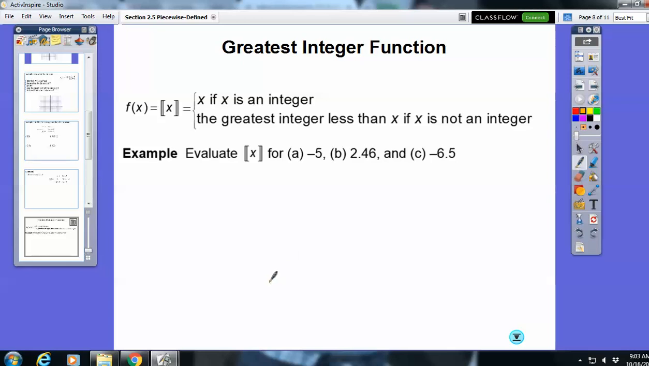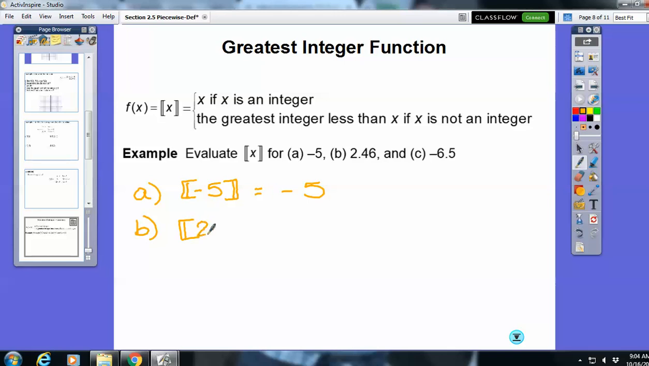So if I just asked you to evaluate some of these. If I did the greatest integer of -5. Okay, if you plug in an integer, that's what you get out. So -5 is an integer, so the greatest integer of -5 is -5. If it's an integer, that is exactly what you get out.